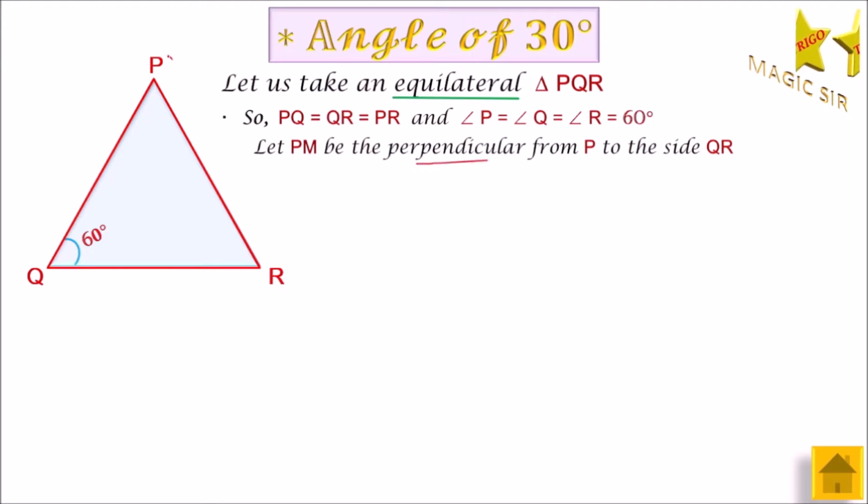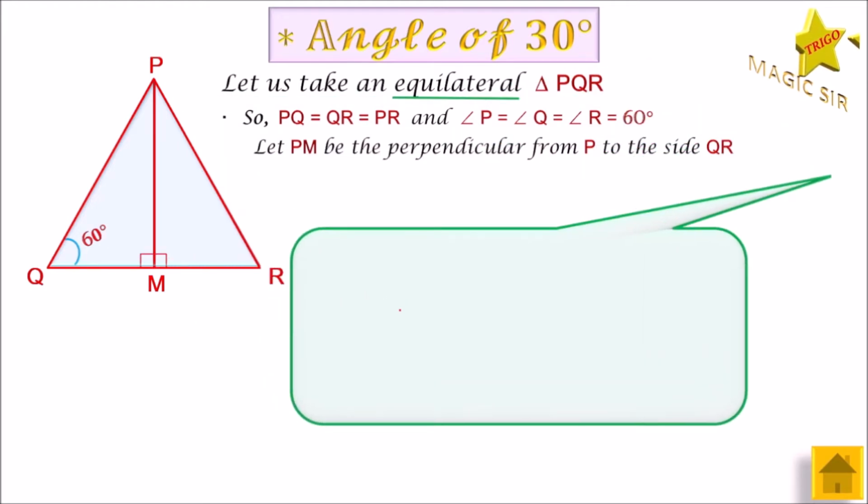Let PM be the perpendicular from P to the side QR. This is QR. So we draw perpendicular from P to QR. PM is perpendicular to QR. Now we have two triangles.